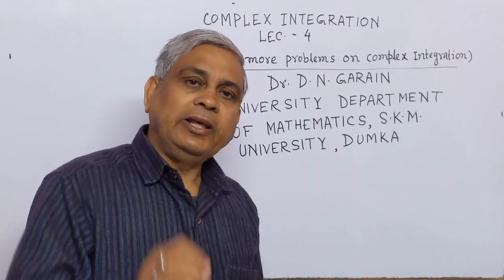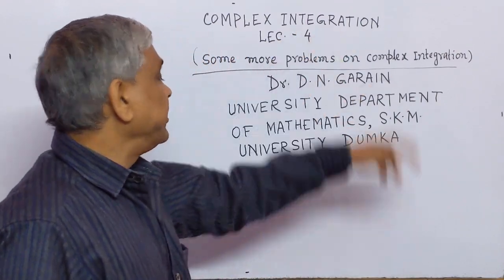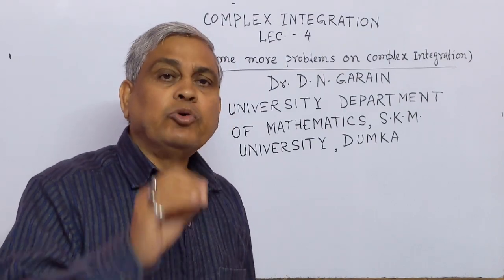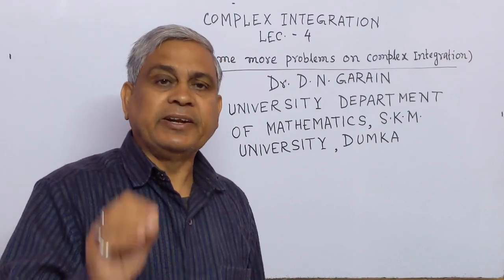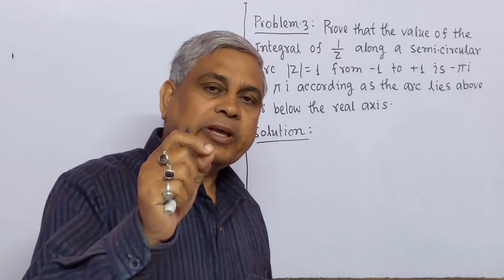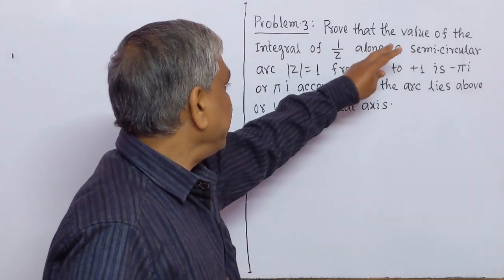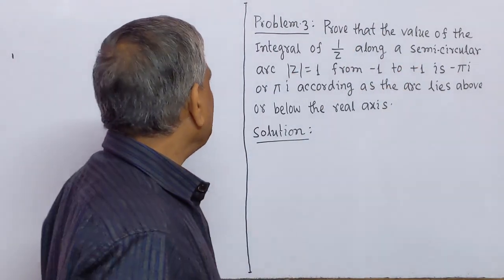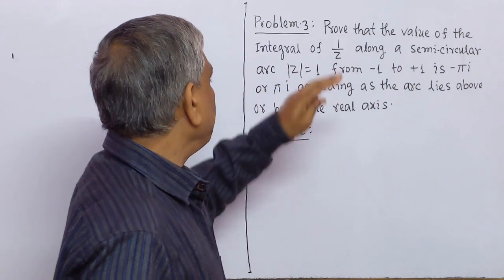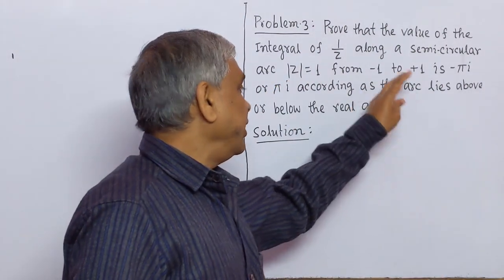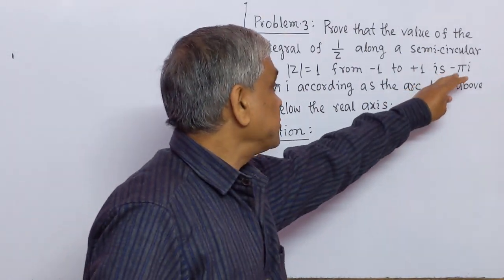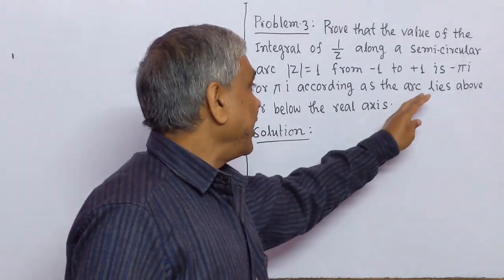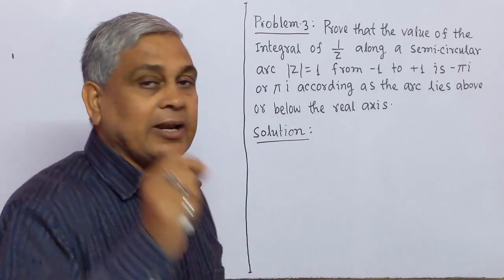Today, I will deliver lecture on complex integration, lecture number 4, in which I will solve some more problems on complex integration. Now, I solve a problem. Problem is, prove that the value of the integral of 1 by z along a semicircular arc modulus of z equal to 1 from minus 1 to plus 1 is minus pi I or pi I according as arc lies above or below the real axis.